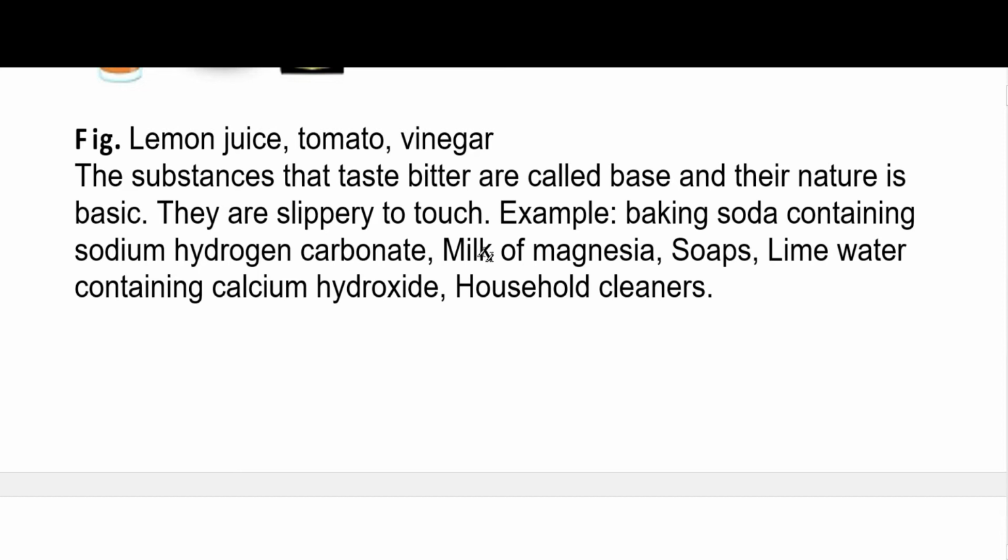The next one, the substances that taste bitter are called bases. Their nature is basic. They are slippery to touch, like soapy to touch. Example, baking soda containing sodium hydrogen carbonate. Sodium hydrogen carbonate is a substance with basic nature.